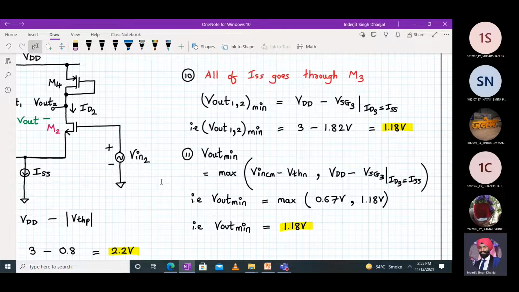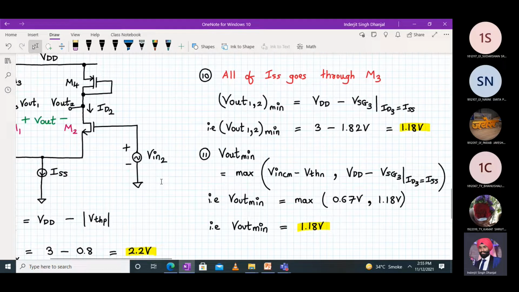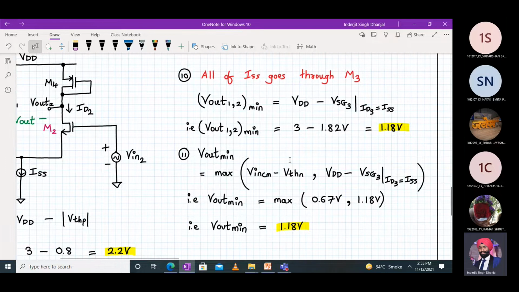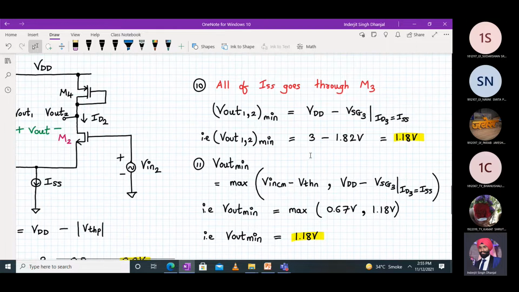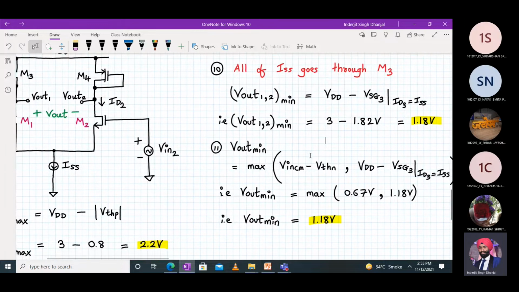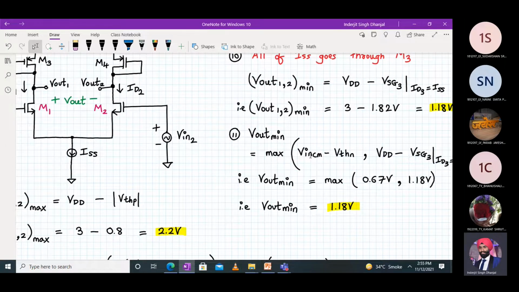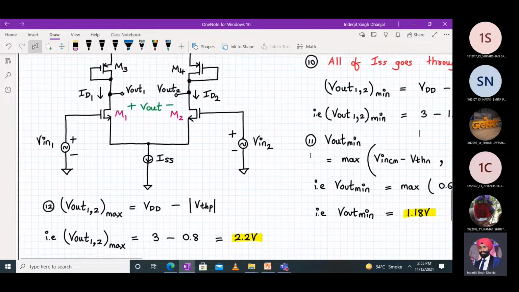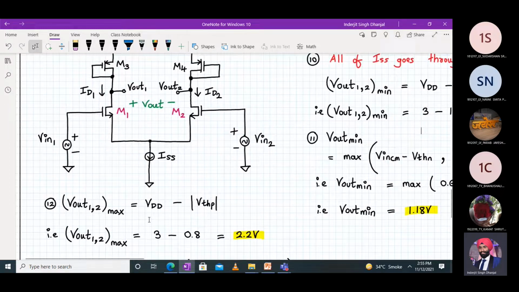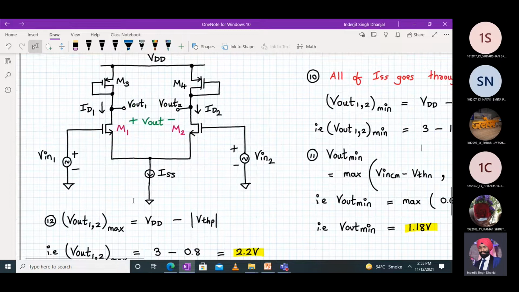Fine. Next, we have to calculate. Any doubt in this? Only for diode connected load it is so, not for the current source load. Now, the maximum value of V out of 1, comma 2 will be VDD minus mod of VTP. Okay, it will be VDD minus mod of VTP.